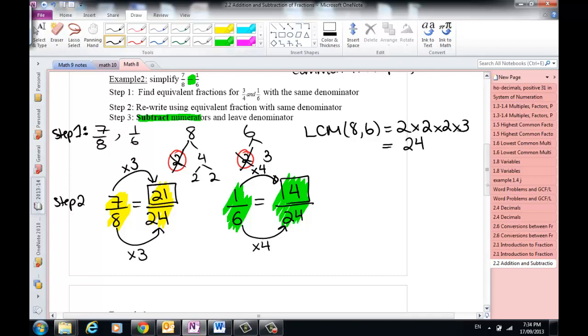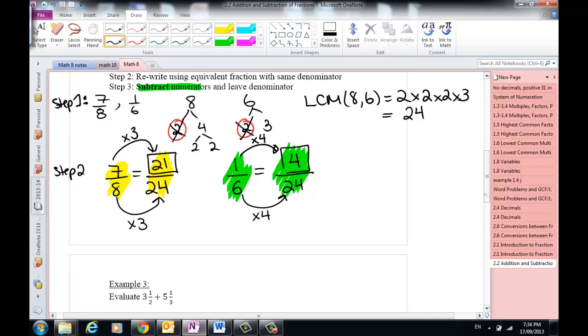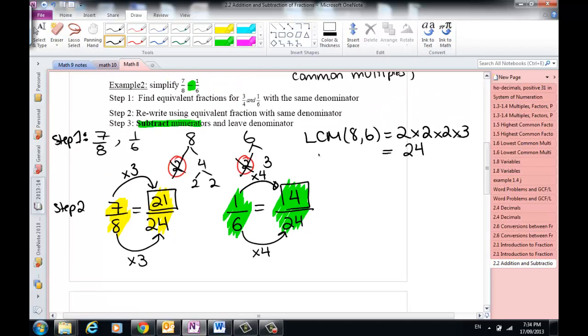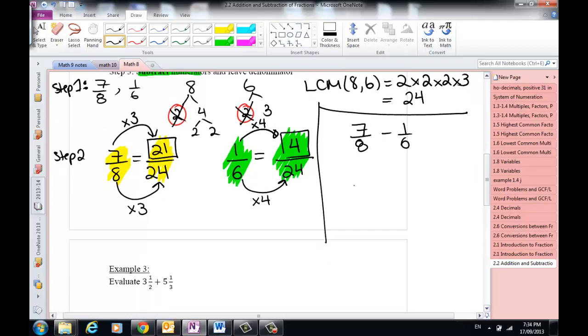Alright, our third step. We have to finish rewriting this. So before, what we had was, let's look up, maybe I'll just put a little mark over here and we can have some more room. It was 7/8 minus 1/6. But I just found the common denominator for 8 and 6 is 24, and 7/8 was rewritten as 21 over 24, and 1/6 was rewritten as 4 over 24.